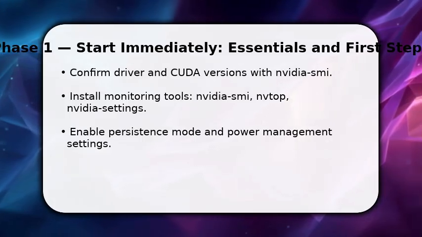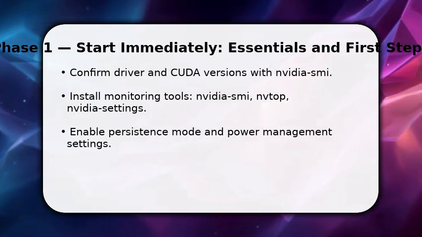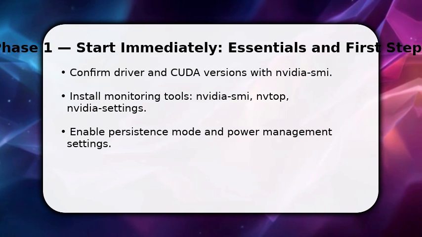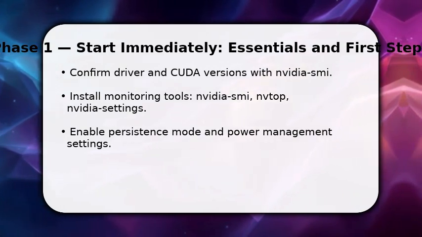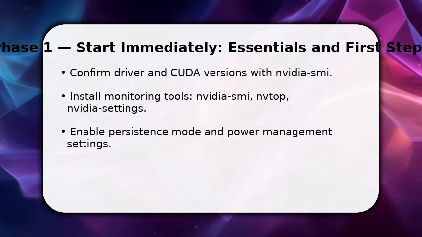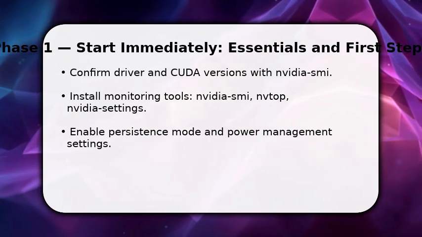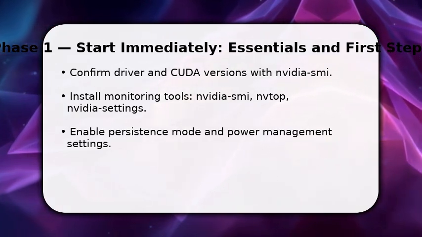You begin by confirming drivers and runtime. Run NVIDIA SMI to see the GPU model, driver version, and running processes. Install NVTop or similar so you get live usage graphs. Once done, enable persistence mode and set power management to prevent frequency downscaling. This keeps metrics stable during tests.